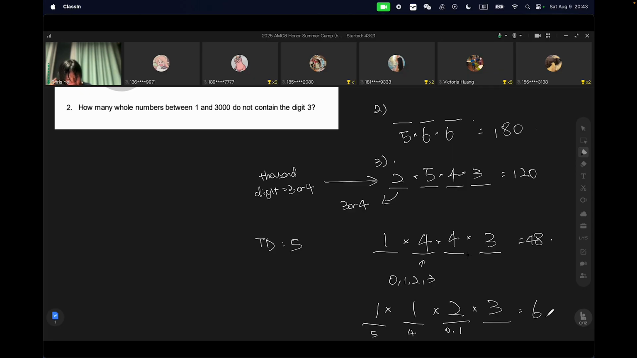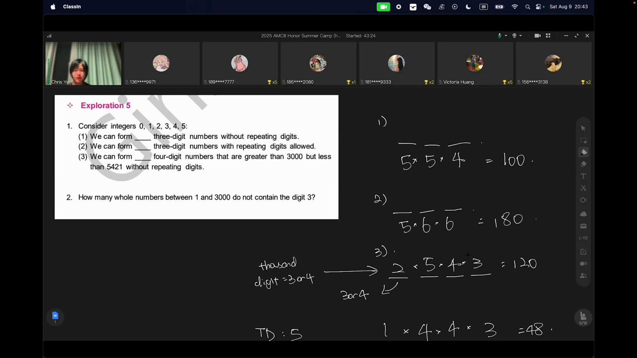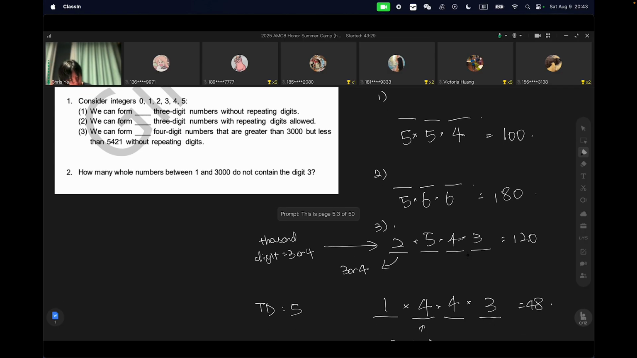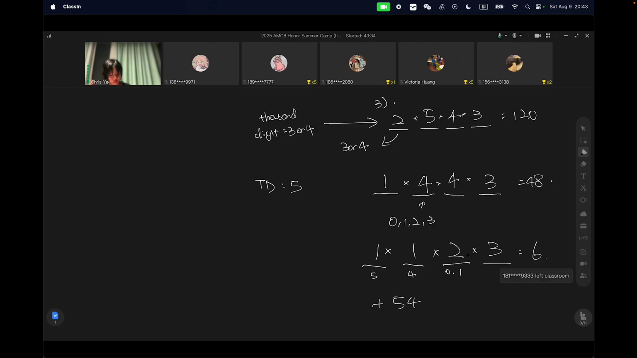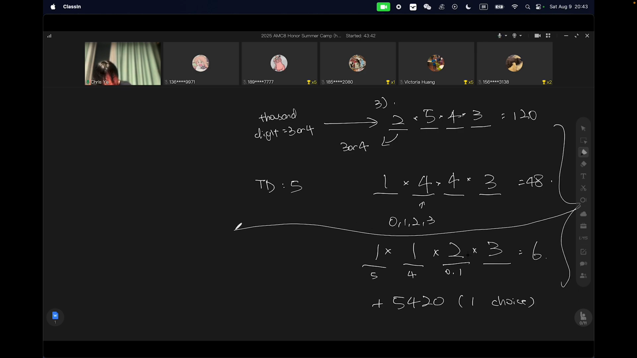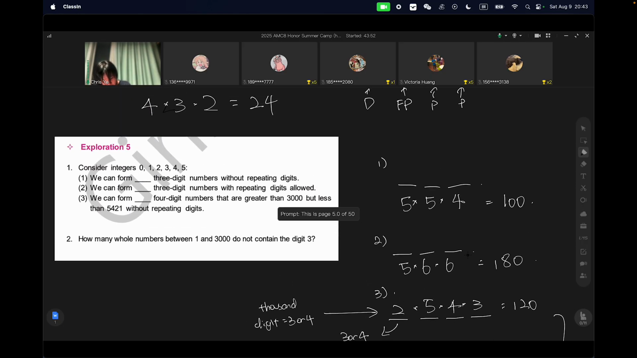And lastly, as you can see, the last choice is 5,420. So there's going to be one additional choice, 5,420, which is one choice. And by adding all of these together, the answer is 168 plus 7 equals 175. So therefore, the last question to answer is going to be 175. Are there any questions?